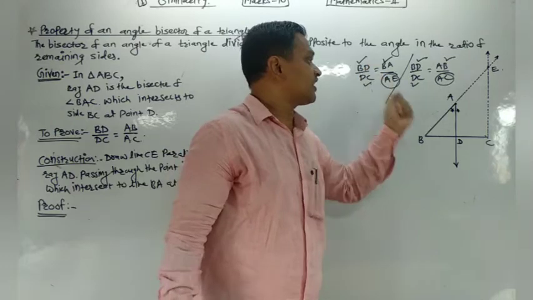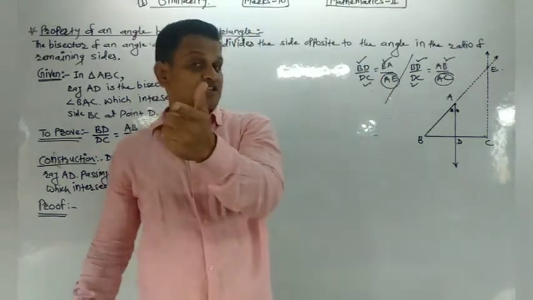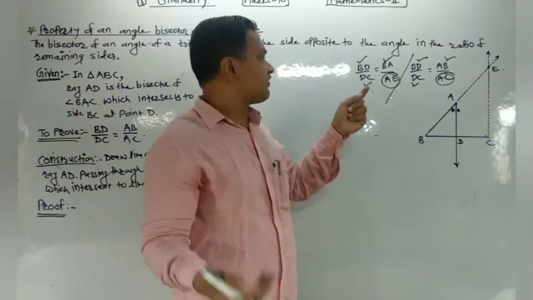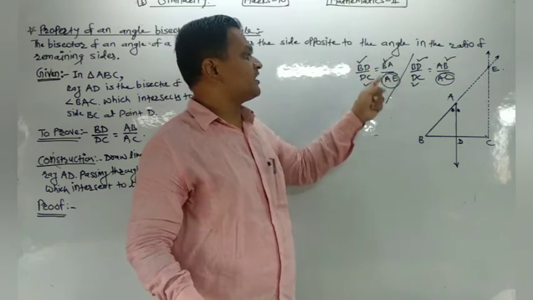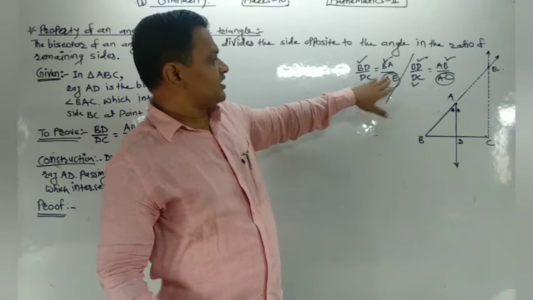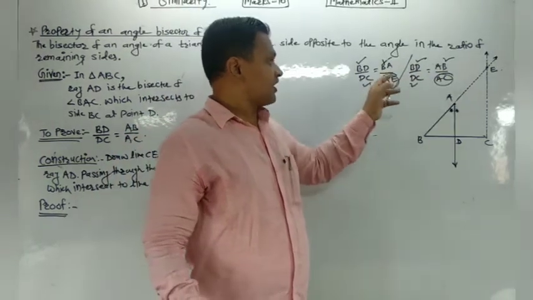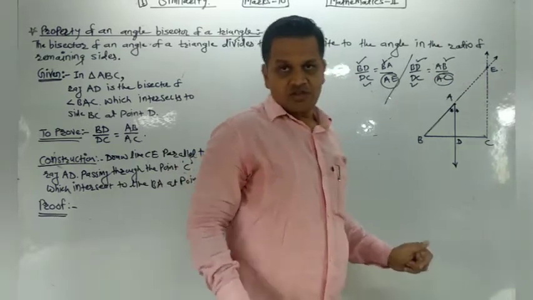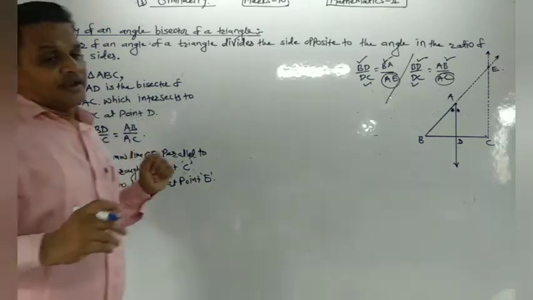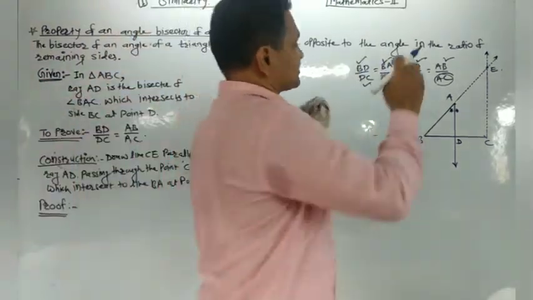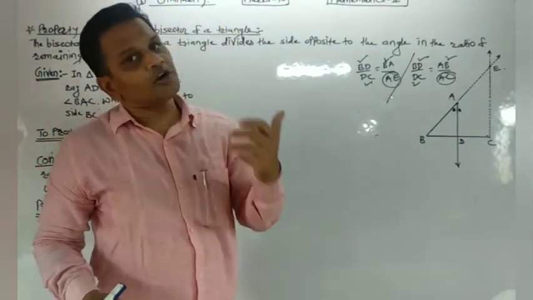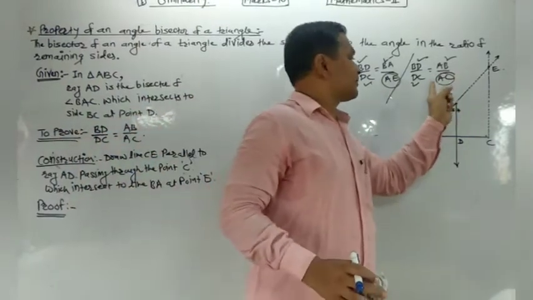This means AE and segment AC are two congruent segments. Then we use the BPT theorem. According to the BPT theorem, we get BD by DC equals BA by AE. Then substituting AC instead of AE, we get the value and hence we get the proof. Understand? Now let us show that segment AE and segment AC are congruent.